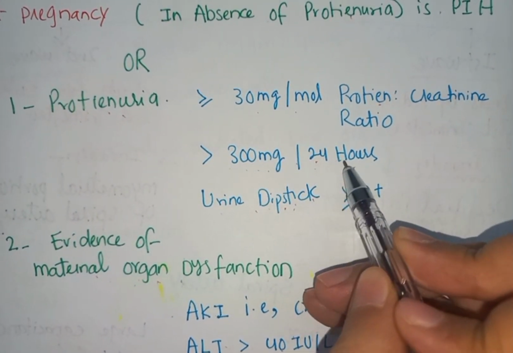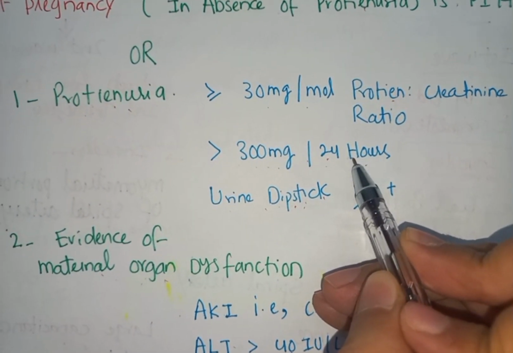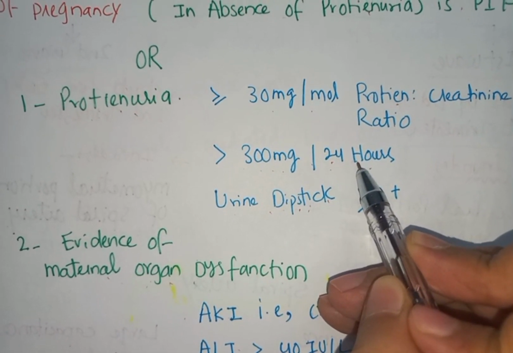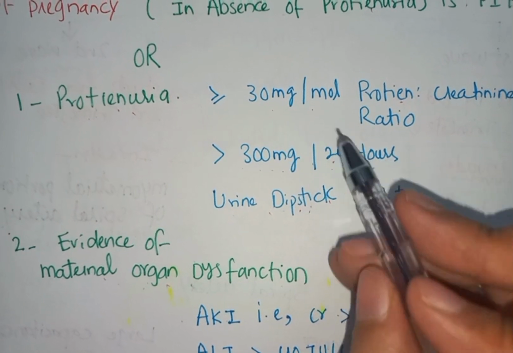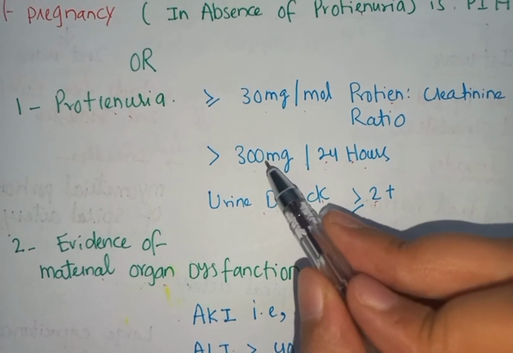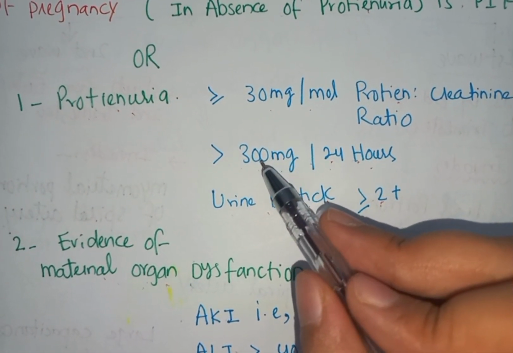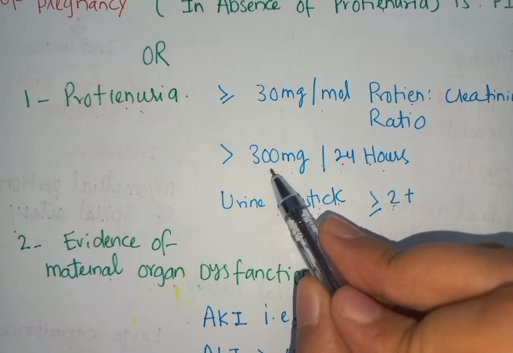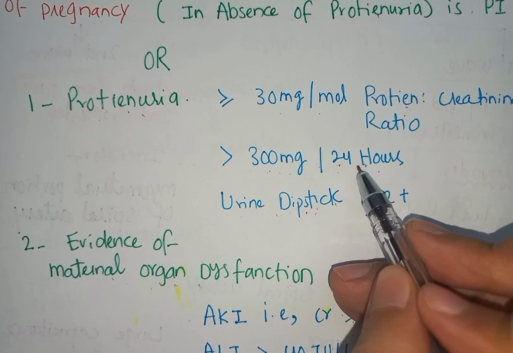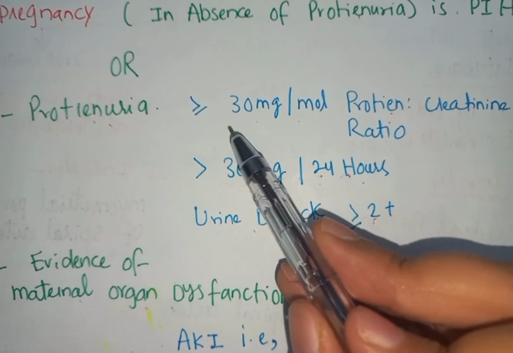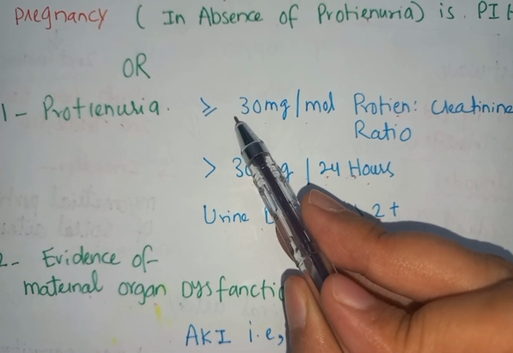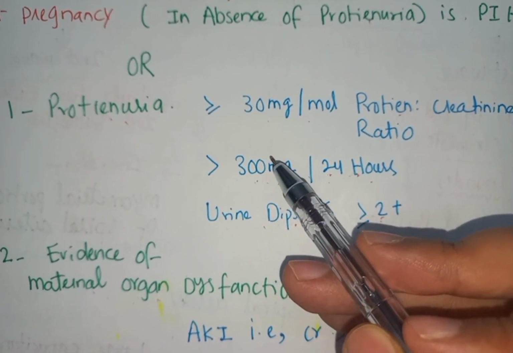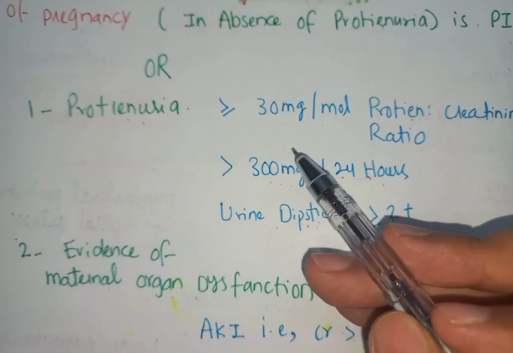The 24-hour collection is obsolete these days, but it is still practiced in some parts of the country as well. If the lab test comes out to be 300 or more in the 24-hour urine collection, or if it is equal to or more than 30 milligram per millimole protein creatinine ratio in a spot test, this is known as proteinuria.